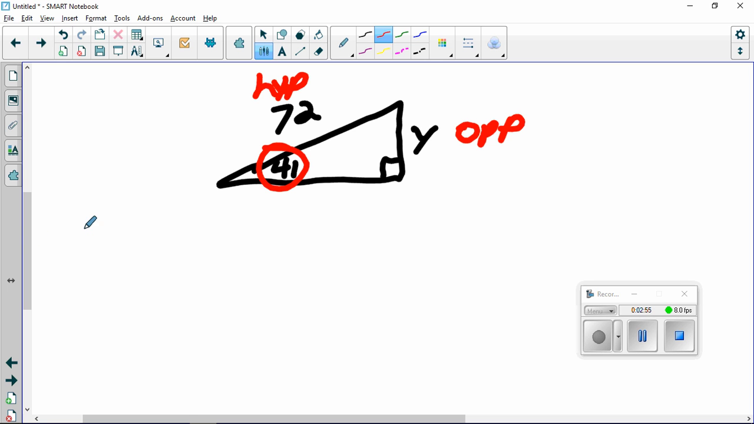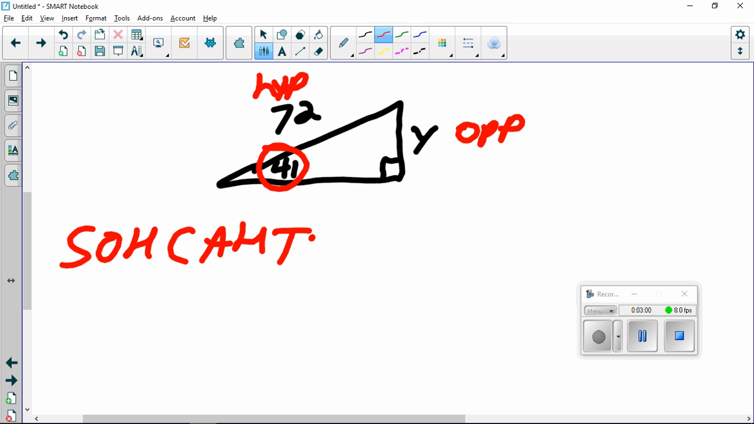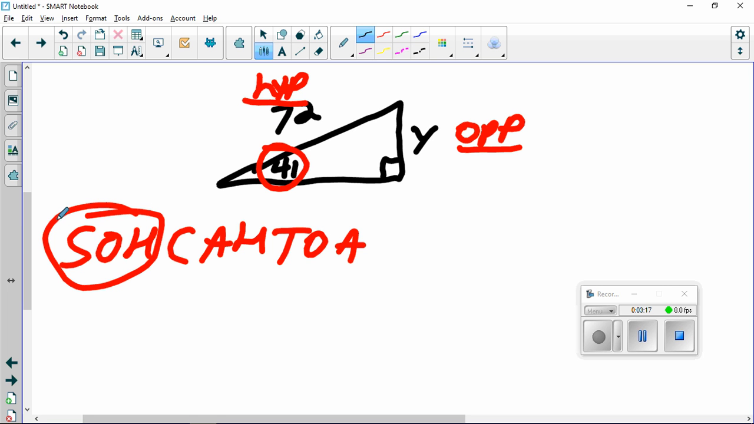If we look at our acronym SOHCAHTOA, the whole point of this is to determine if we're using sine, cosine, or tan. Have a look at your triangle. You are looking for opposite, and you have the hypotenuse. The O and the H go with sine, so we're going to use the sine. The sine of our angle is equal to the opposite over the hypotenuse.